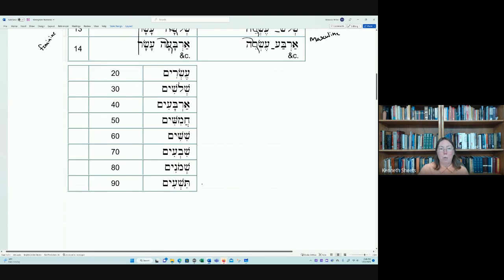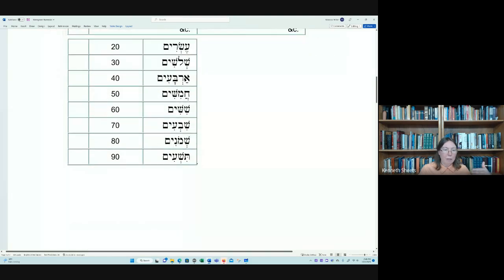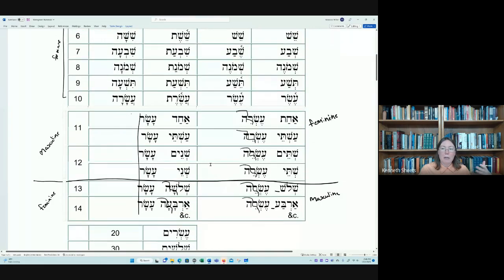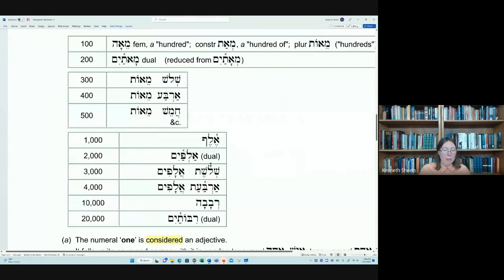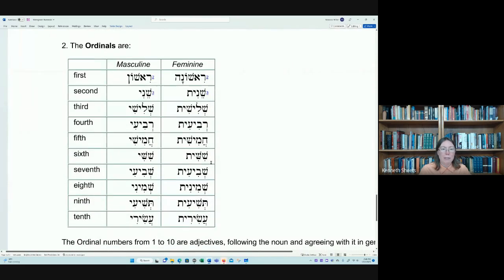And then how would I form 21, 22, 23? Well, in exactly the same way that I formed the tens here. So it would be like achad esrim, there would be 21 and so forth. And so those are going to be those numbers. Now, we also, as I said, we do have what we call the ordinal numbers. These are the numbers that give that order idea.